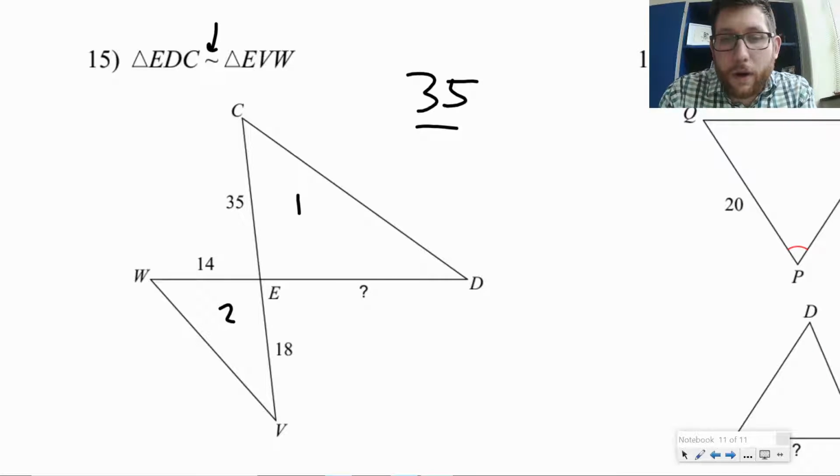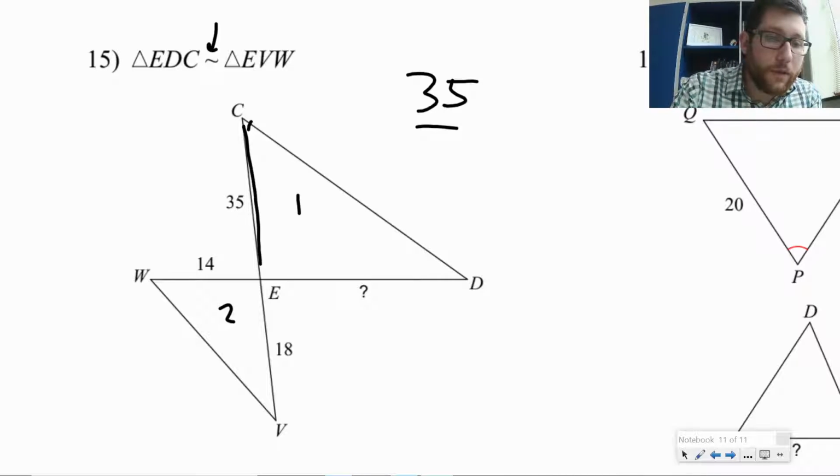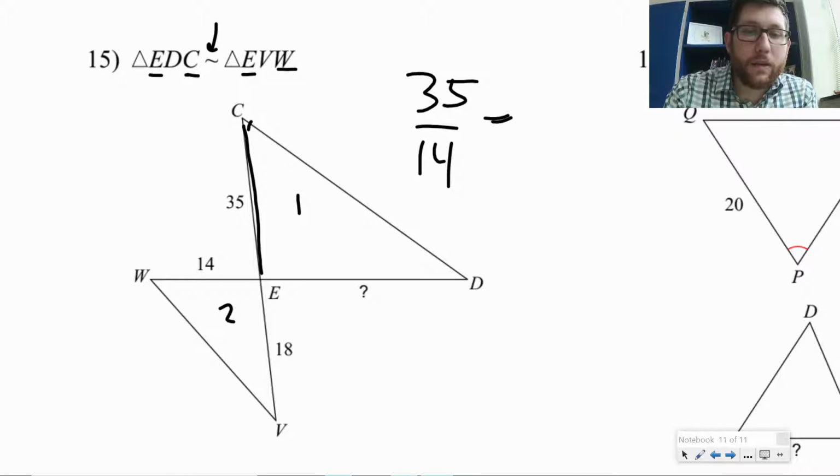Well, it's kind of hard to tell, right? Does it match up with 14 or 18? So let me show you a foolproof way to tell which side 35 matches up with. 35 is CE, right? If I'm looking here. So if I look at CE right here, it matches EW. So EW is 14, and then I'm going to go ahead and set the other sides up. Triangle 1 on top, triangle 2 on the bottom, just like that.